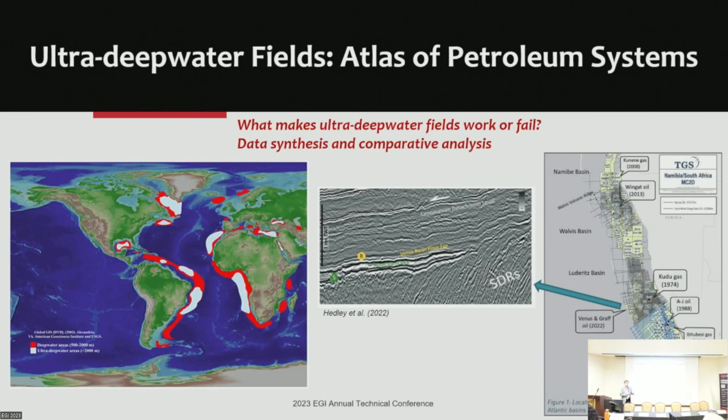You have dipping reflectors, so it's oceanic crust, but then you have a petroleum system sitting on top of this relatively cold oceanic crust. So how does that work? And where else can we find similar plays and prospects? That is the motivation for this study.